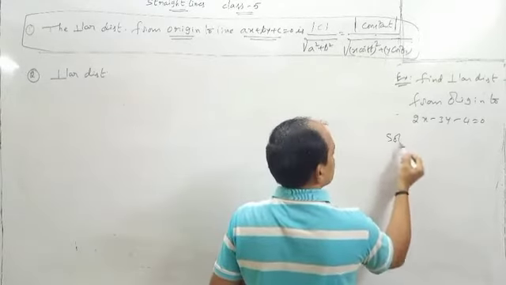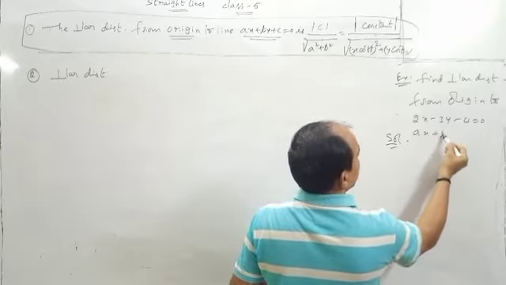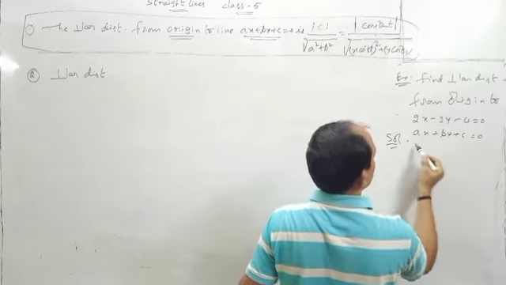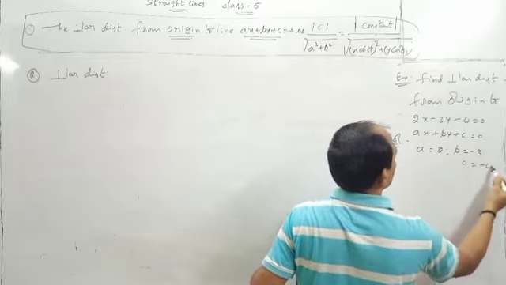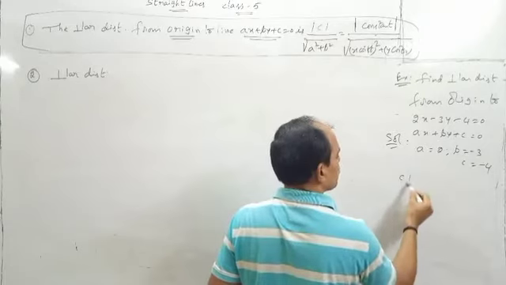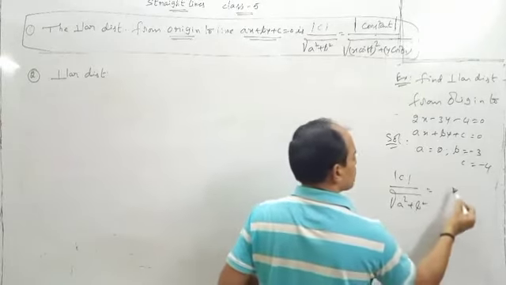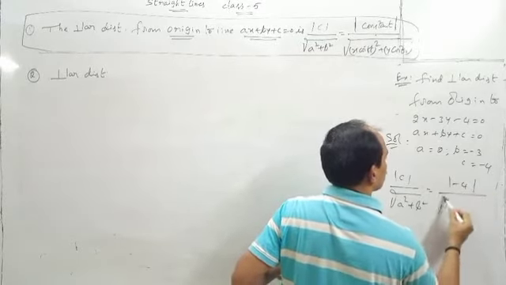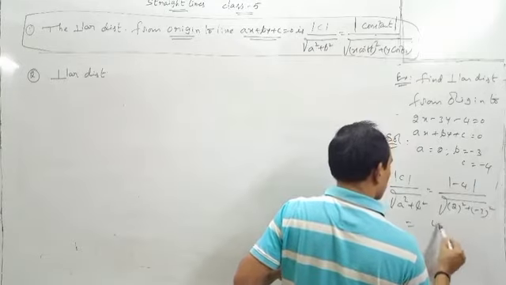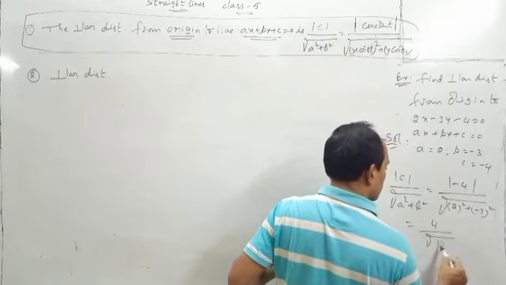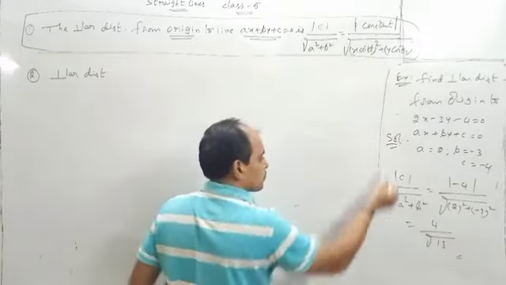First, the solution is, what about the formula? Here we have to compare this one with ax plus by plus c is equal to 0. A is equal to 2, b is equal to minus 3, c is equal to minus 4. What is our formula? Mod c by root of a square plus b square. Modulus of 4 by root of 2 square plus minus 3 square. That is 4 by root of 4 plus 9. Okay? That is one example.